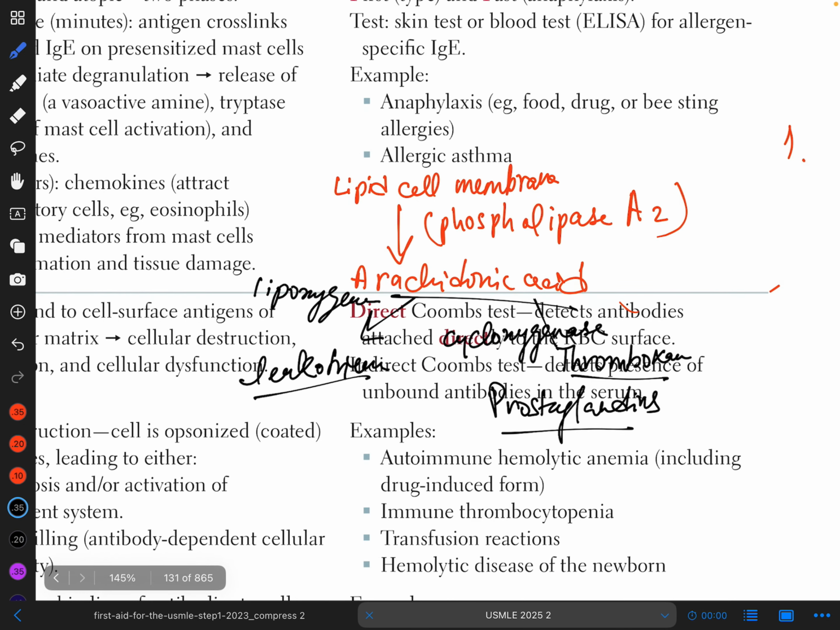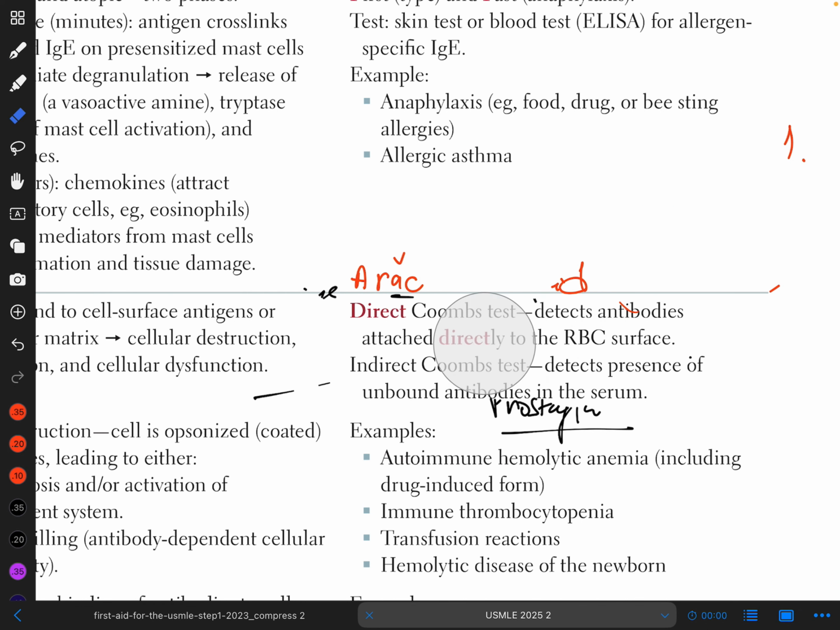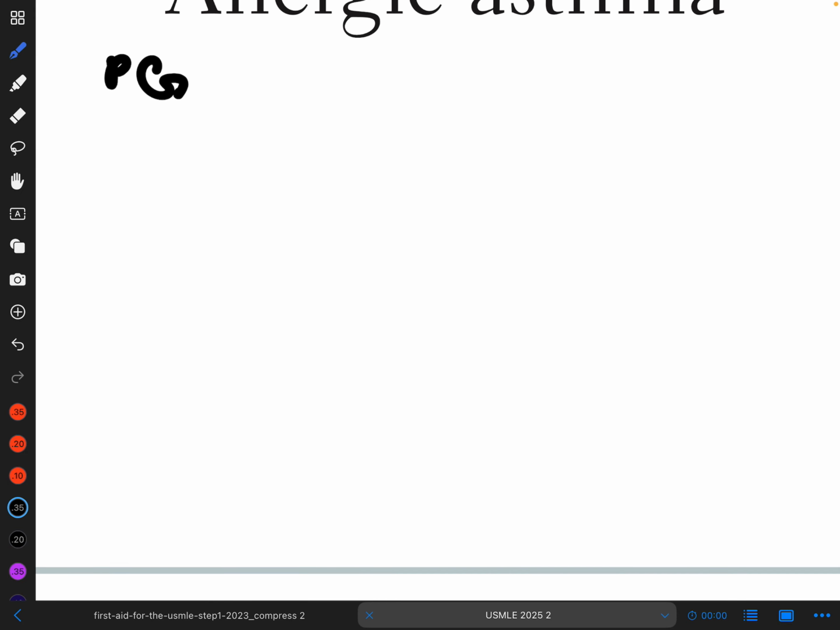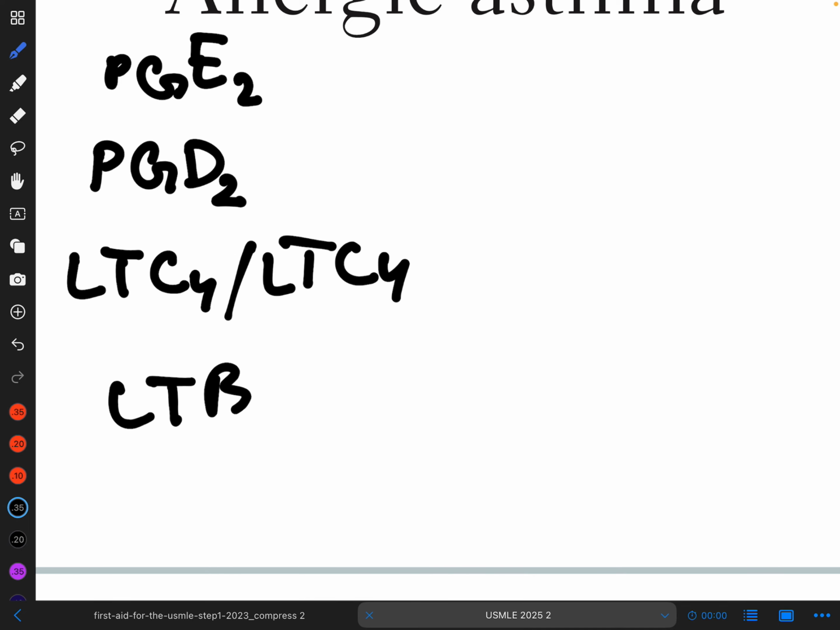These are the eicosanoids, and if we make a sample table of type 1 mediators, we are making a table like prostaglandin E2, prostaglandin D2, and the leukotrienes LTC4, LTD4, and LTB4.